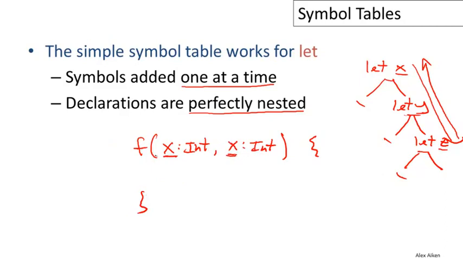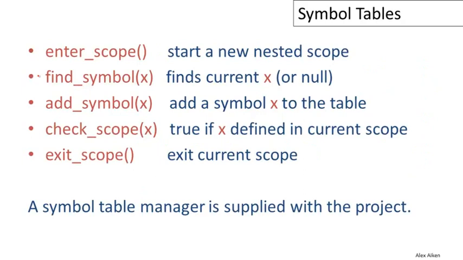So functions or methods have the property that they introduce multiple names at once into the same scope, and it's not quite so easy to use a stack where we only add one thing or one name at a time to model simultaneous definition in a scope. So this problem is easily solved with just a slightly fancier symbol table.